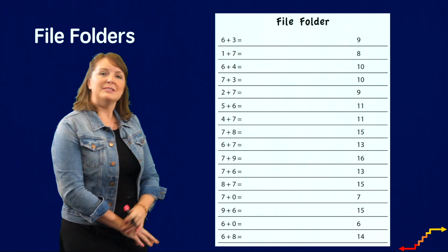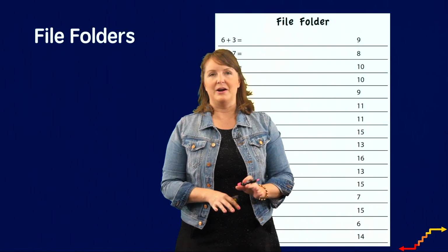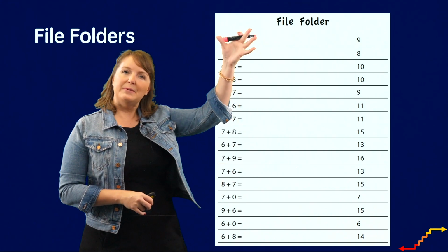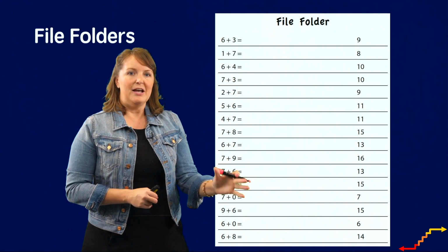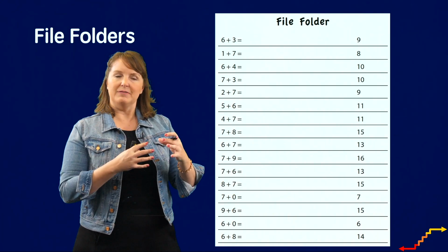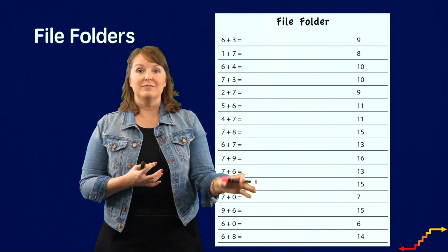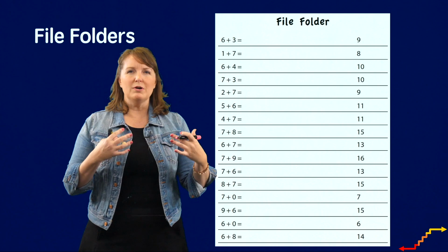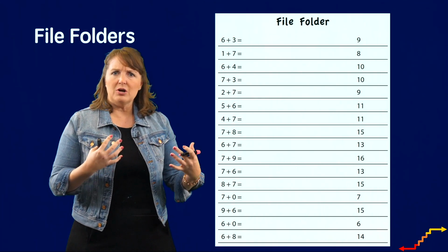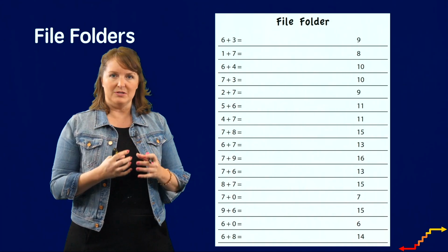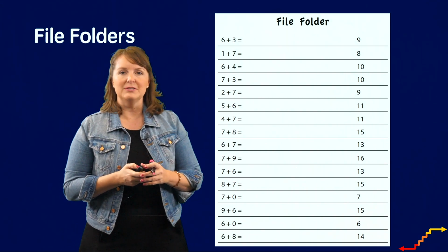Now another example that's similar to cover, copy, compare is this example here, and we just call these file folders. What happens is you have a set of facts here. The thing with fluency practice is it's important to group facts meaningfully. If you look at this list of facts, you will see that all of these have an addend of 6 or 7. Those are some trickier addition problems for students to solve. So I've meaningfully grouped the fact practice that the students are going to receive.